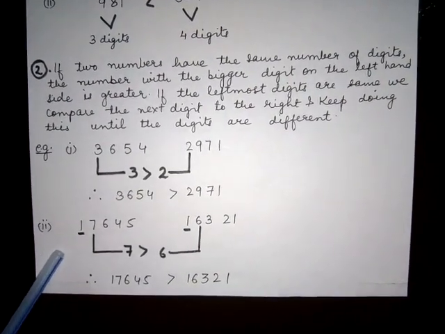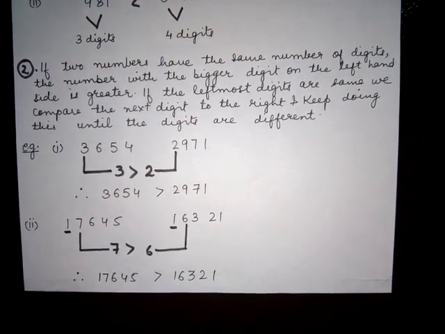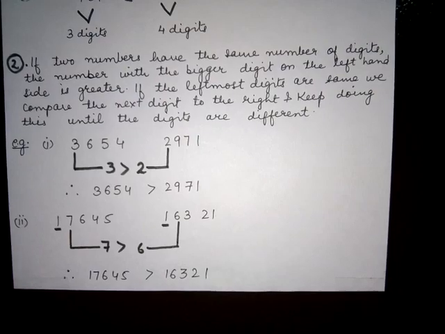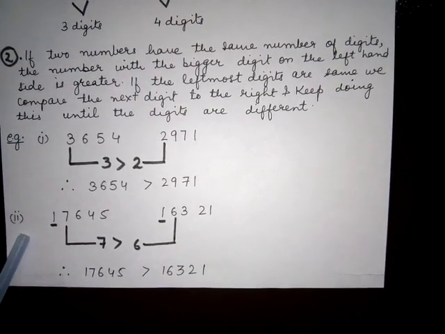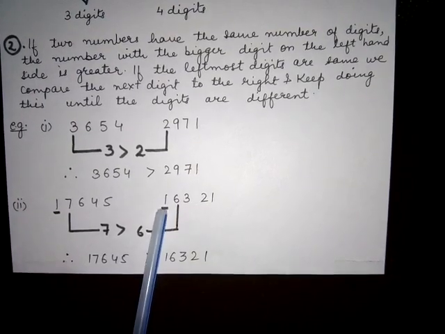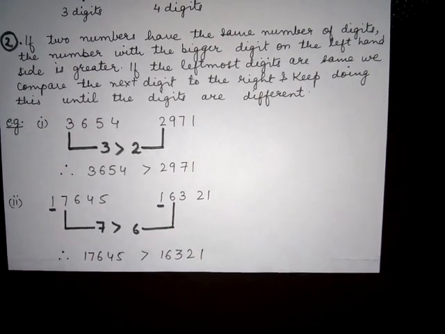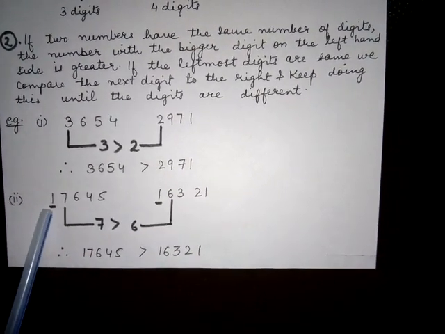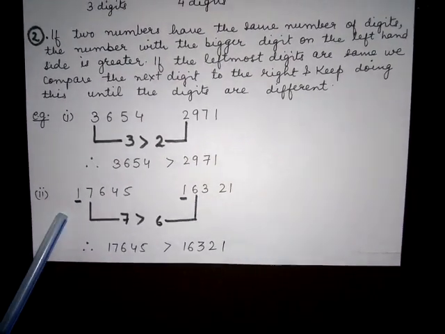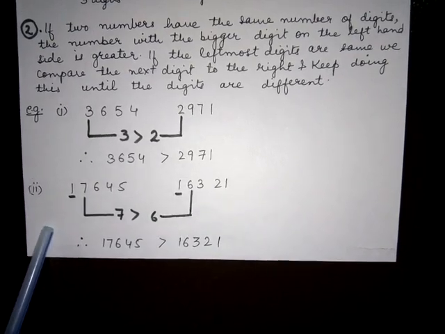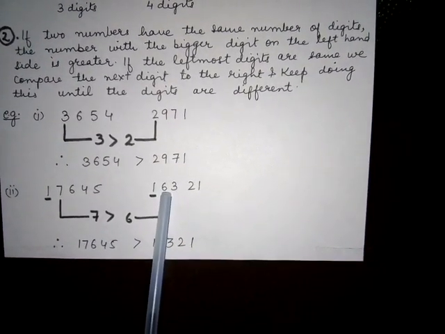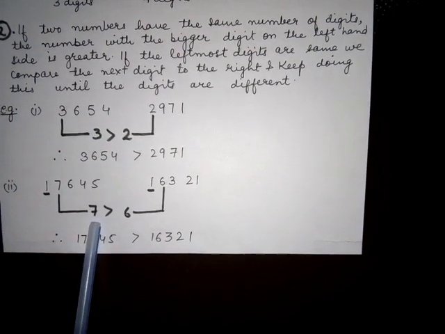Second example is also there. Again, two numbers are there. Both have 5 digits. So we will check the digits from the left. As you can see, the first digit from the left in both numbers is the same. Here the first digit is 1 and here also the first digit is 1. So in this case, we will move on to the next digit. What is the second digit from the left? 7. And here what is the second digit from the left? 6. So here 7 is greater than 6.